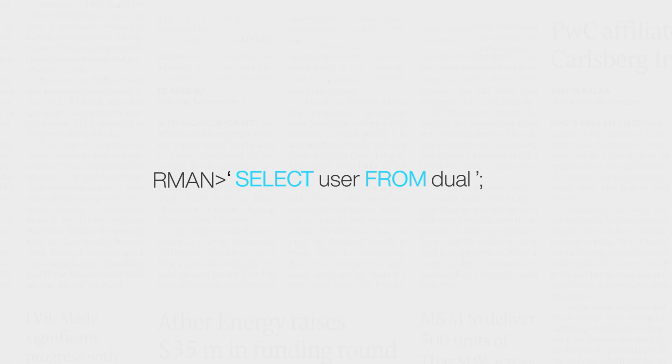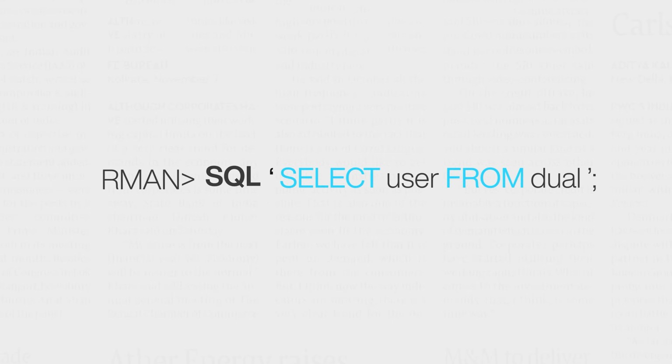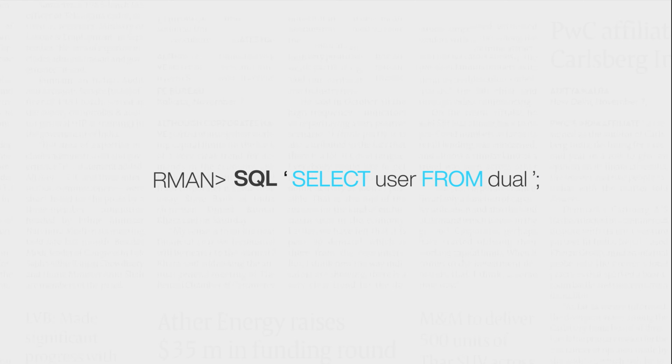Let's talk about it. Prior to Oracle Database 12c, in order to run SQL with RMAN, we need to use the keyword SQL. However, even then, we didn't get the desired output. Then comes Oracle 12c and things get much simpler. It integrated the SQL with the RMAN prompt, and we could write SQL statement without the use of any keyword.